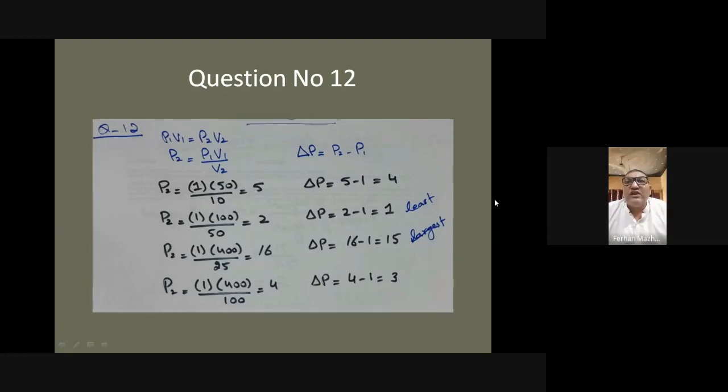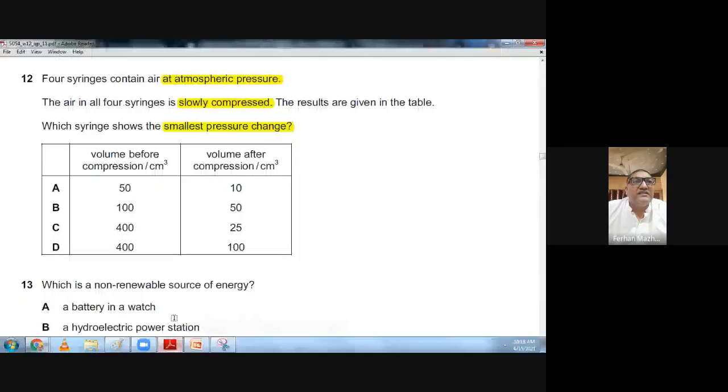So you see the largest pressure change happened in the C option, and the smallest pressure change happened in the B option. Because in this question, we are looking for the smallest change in the pressure. That's why B is the right option. Question number 12, B is the right option.